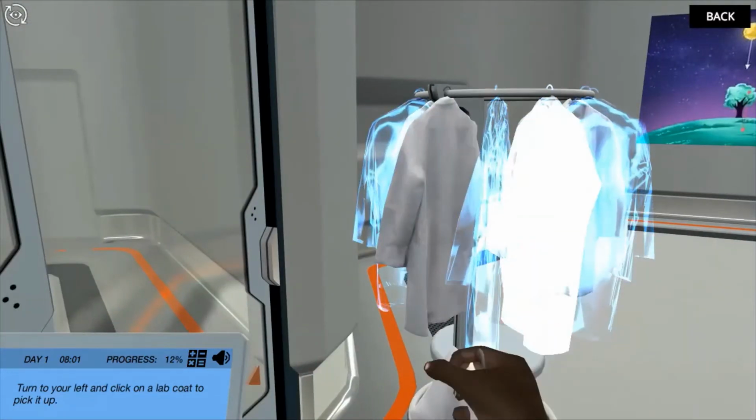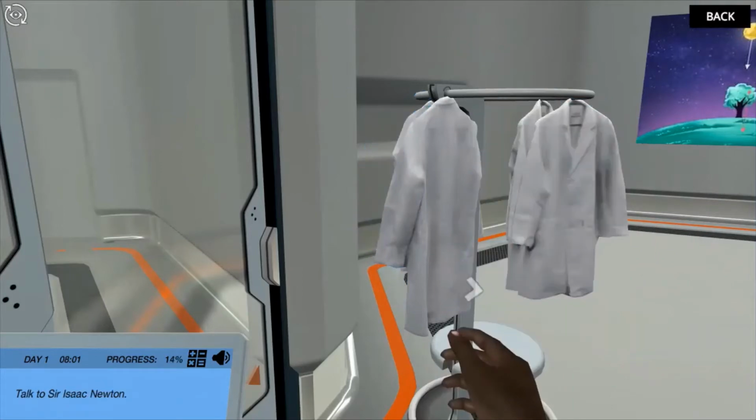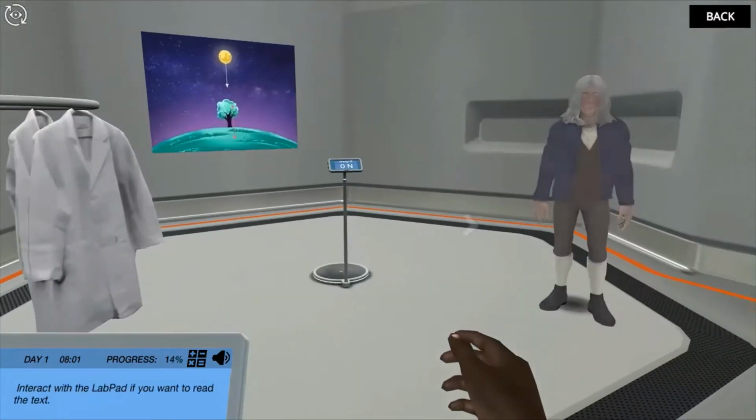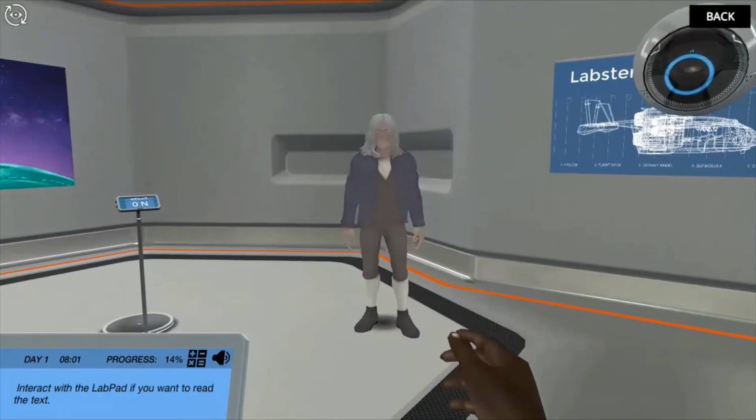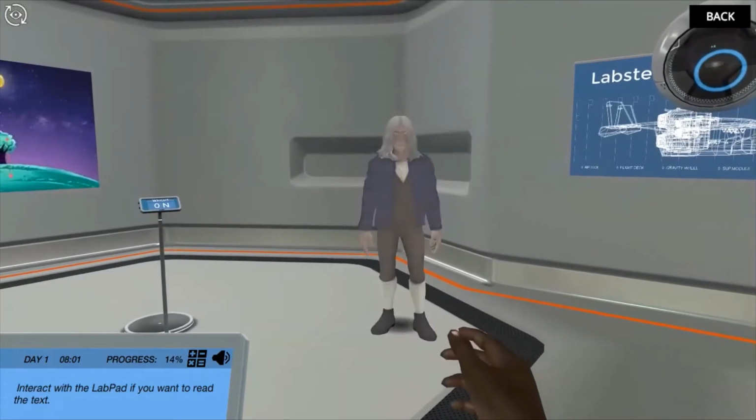Next, I'm going to introduce a famous scientist, Isaac Newton. He described the difference between mass and weight. The mass of an object is the amount of matter it contains, but the weight of an object is a measure of the force exerted on the object by gravity.